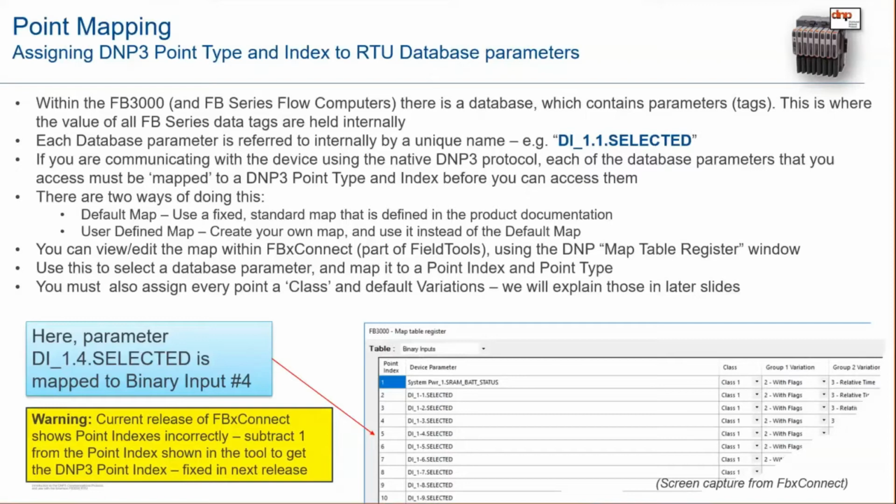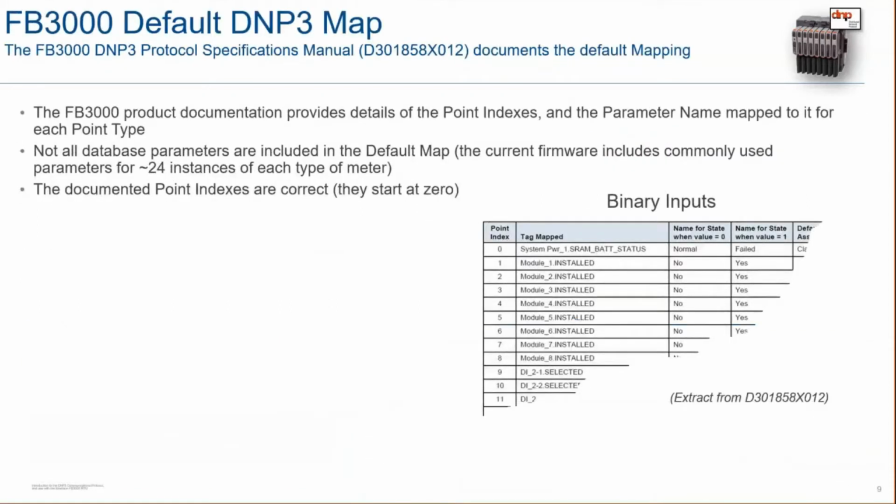If you decide not to do that and you just use the free included DNP3 standard map, that's included in documentation. So there's a manual. I've got an extract of it there, and if you have a look, that's the document number. I've got these as references at the end of the presentation. That lists each point index, the standard parameters, and how they're mapped.